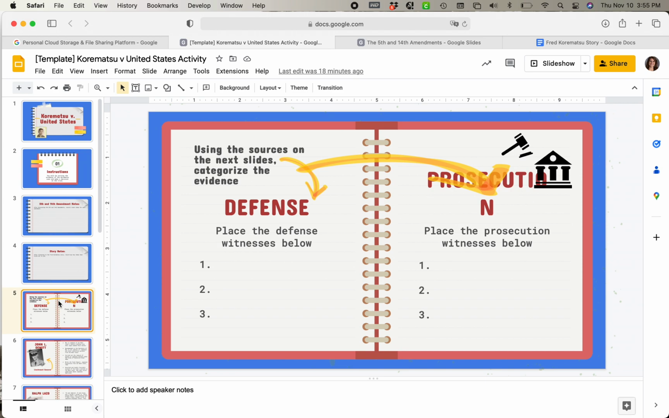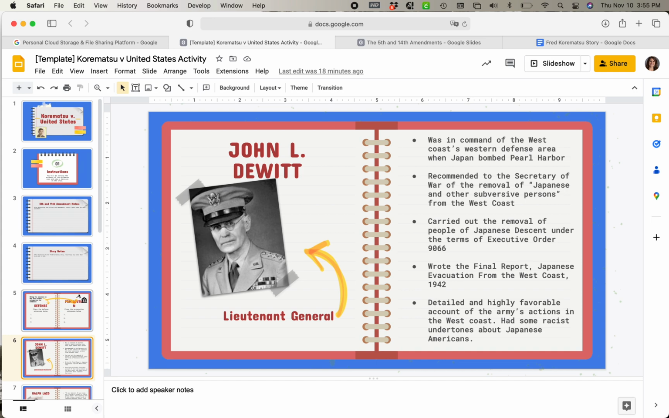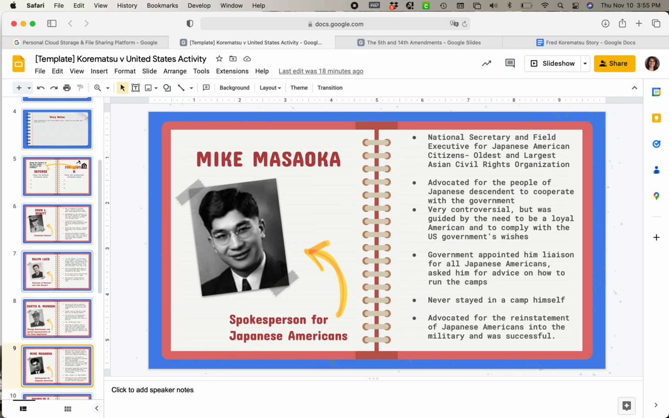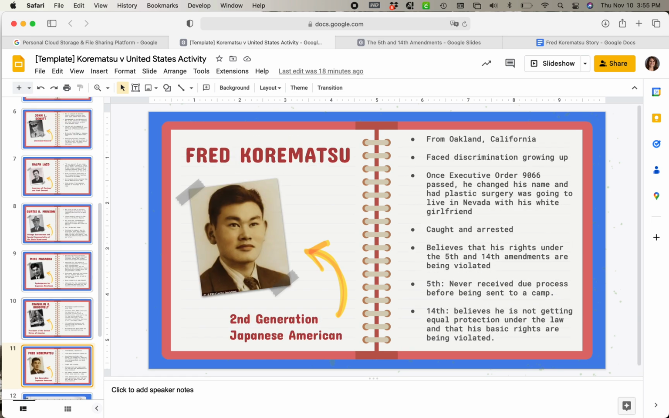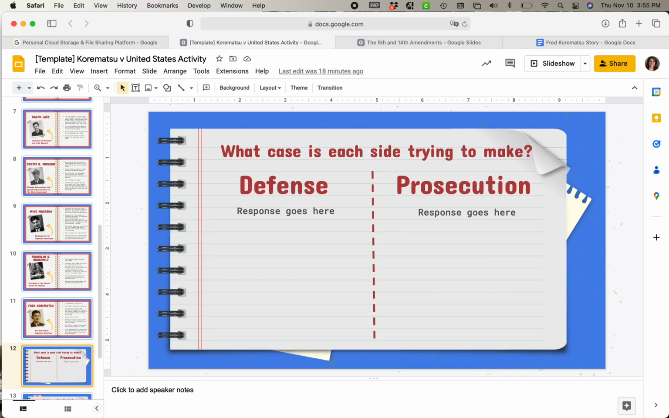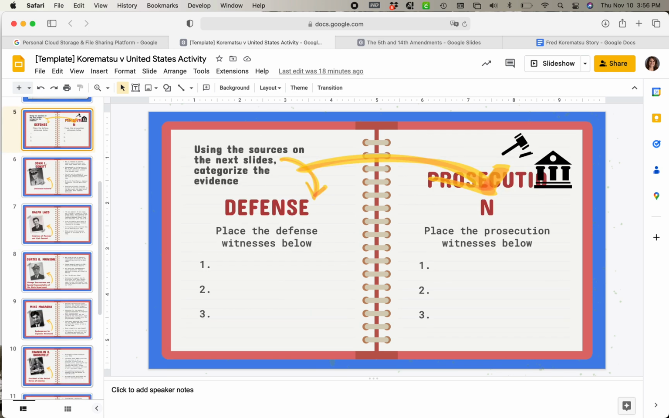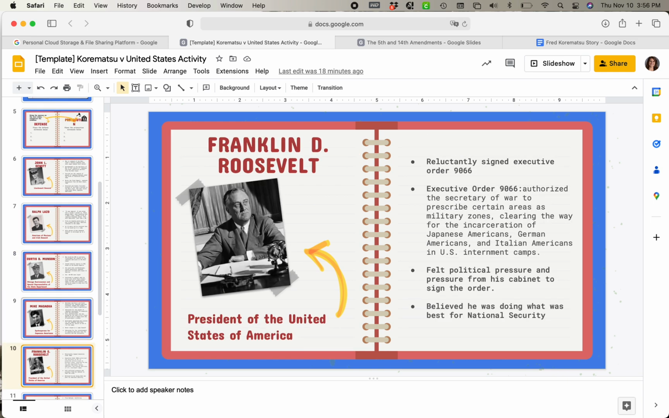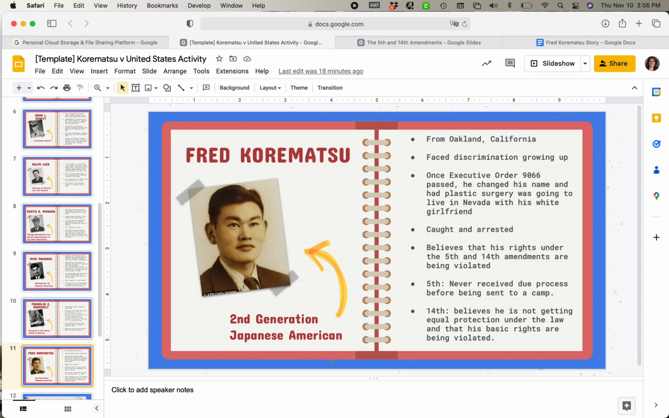So you guys are going to go look at each of these people. So like John L. DeWitt, you'll decide, is he for the defense? So if this is someone that would help Fred, you put his name under defense. If this is someone that would hurt Fred's case, then you put him under prosecution. Ralph Lazo, Curtis B. Munson, Mike Mazoka, FDR, and then Fred himself. Okay, so you'll see there should be 3 on each one. 1, 2, 3, 1, 2, 3, and there's 1, 2, 3, 4, 5, 6 witnesses. So there'll be 3 on the defense and 3 on the prosecution.